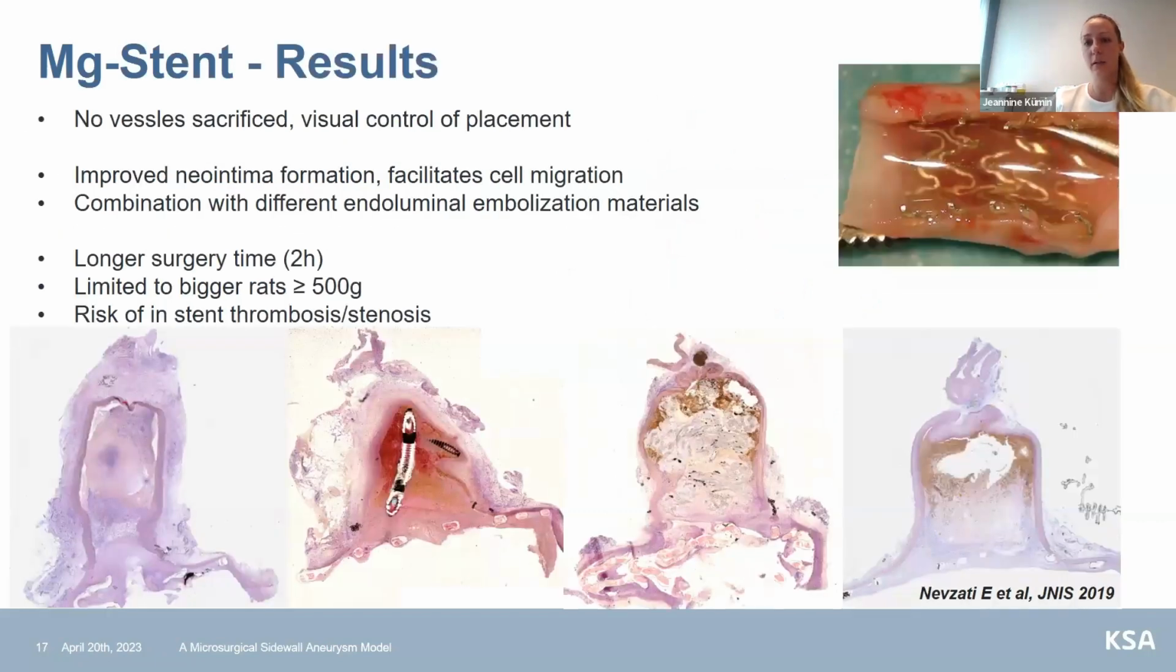One of the big benefits of inserting the stent through the abdominal aorta is that no vessels need to be sacrificed, and that you have a visual control of placement. So there were no misplacements during our experiments. And we have seen in the histological and microscopic analysis that we have an improved neointima formation, which is probably facilitated by cell migration over the stent struts.